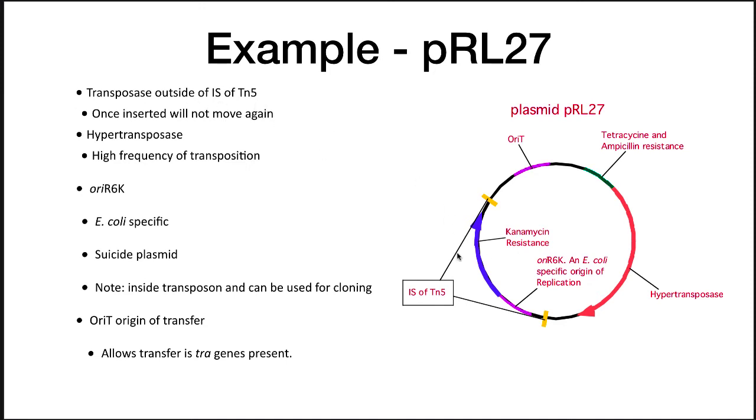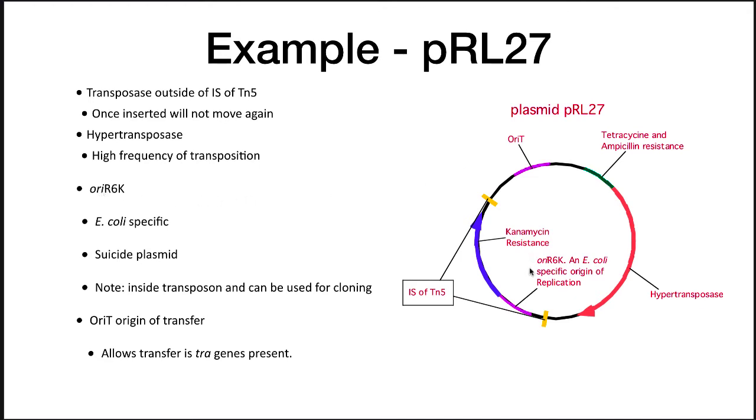First of all, the transposase has been put outside the insertion sequence. So here's the Tn5 with its drug resistance, and the transposase is on a plasmid outside of it. What this does is it allows the transposon to hop only once. And once it's inserted and the plasmid is lost, it will never move again. It also has a hypertransposase that has a very high frequency of transposition, so you get more events.